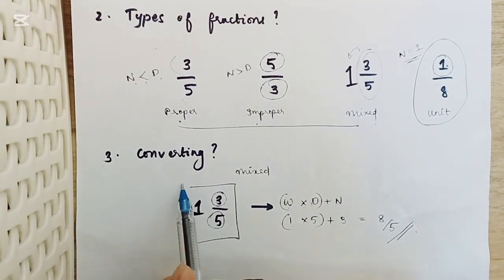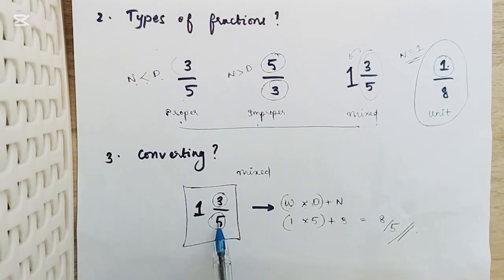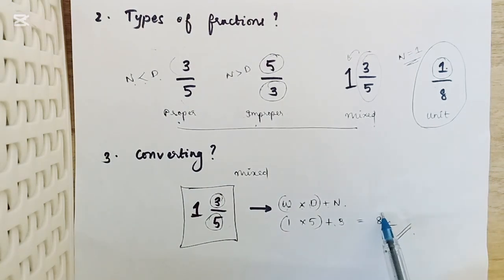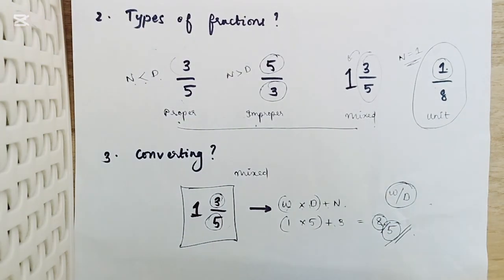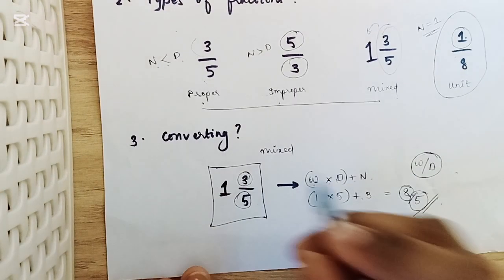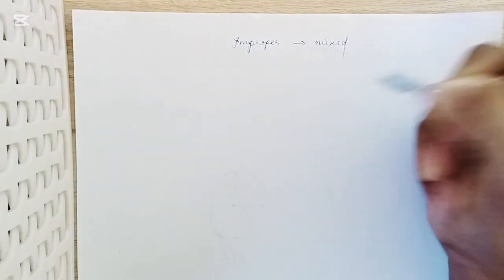So, how do you convert a mixed fraction into an improper fraction? We multiply the whole number with the denominator and add the numerator. Whole number into denominator plus numerator. It will give us a number, and we divide it by the denominator. This is the next thing that you need to do. And then they might ask you to convert an improper fraction into a mixed fraction.